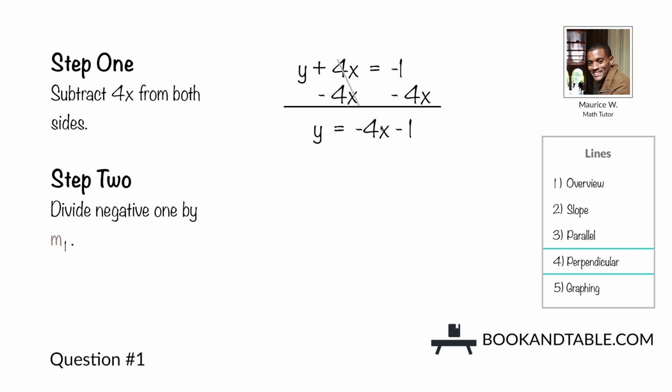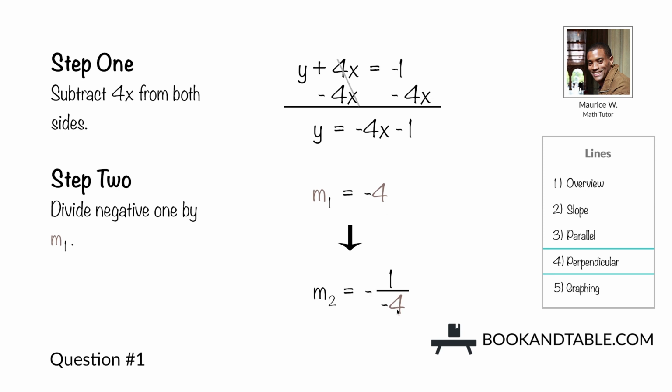This is significant because that tells us that the slope of that line is -4. So if m1 is equal to -4, to figure out the slope of the perpendicular line, step 2 will be to divide -1 by -4.